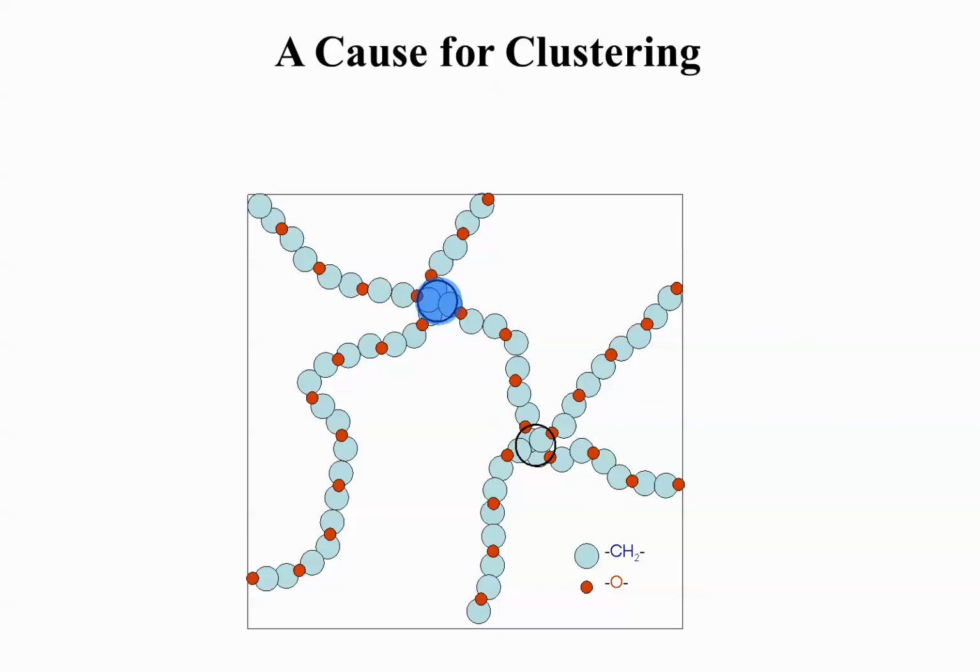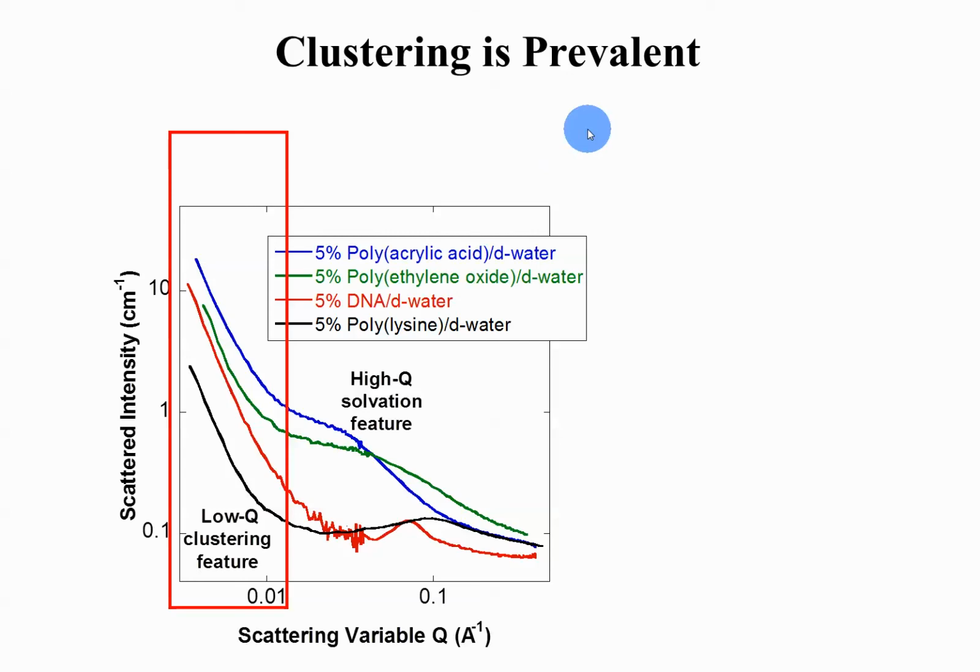So what happens is they like to associate with other ethylene groups when they can, so they stick. When two ethylene groups come close, they just stick and give you this clustering at low temperature. It's just like a frustrated system. Okay, clustering occurs a lot.